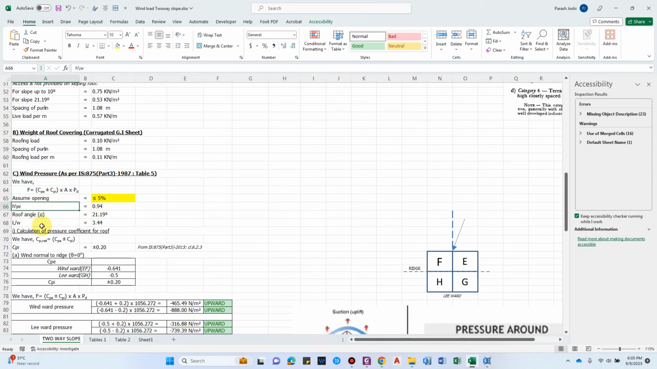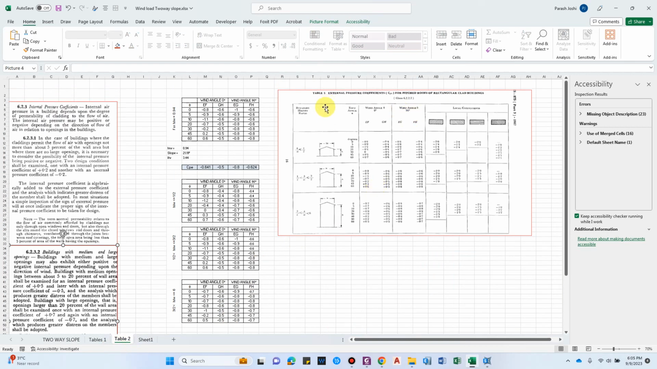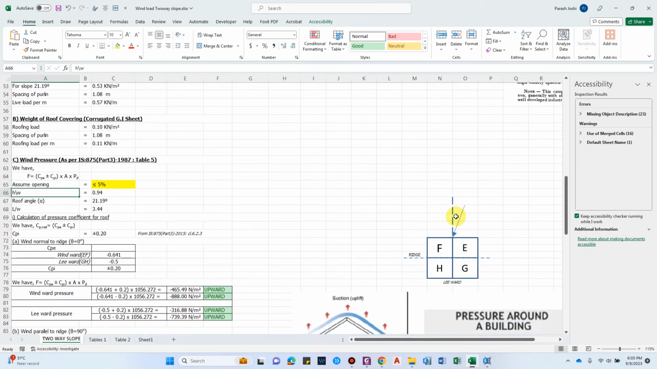And we have to compute now the external pressure coefficient, and we can use Table 5, that is external pressure coefficient for pitched roof of rectangular clad buildings, and it depends upon the building height ratio and the angle of the roof. And we have wind angle theta equal to 0 and wind angle theta equal to 90 degrees. So if we see that in the plan, this will be the theta, considering this as the wind.